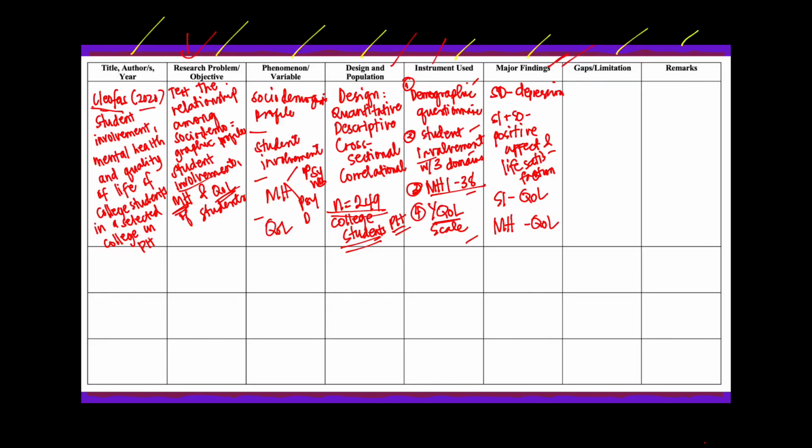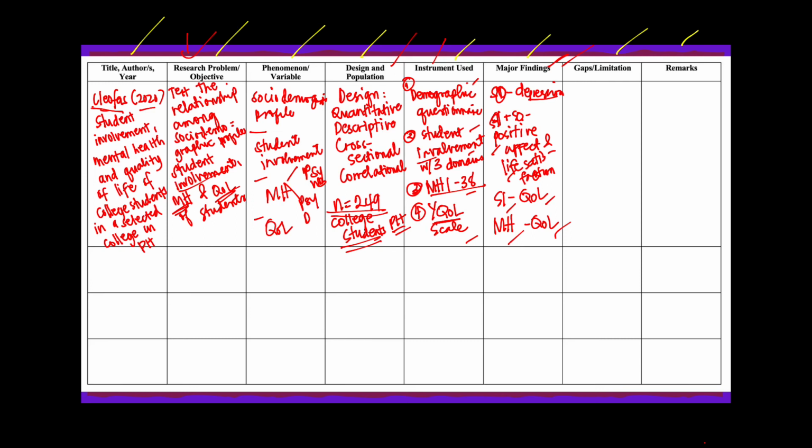So I just wrote here codes, but in the actual matrix, you have to write the full paper. So there's a relationship between school organization membership and depression. There is a relationship between school interactions and school organization with positive affect and life satisfaction. There is a relationship between school interaction and quality of life, and mental health and quality of life.